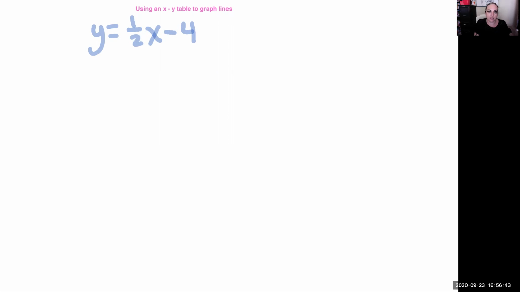But as we move into looking at equations that are written more complexly, right? They're going to be different. We're going to start to use an X and Y table. So we're going to create these on our own. These are not always going to be given to us.